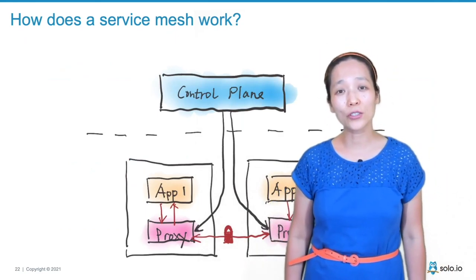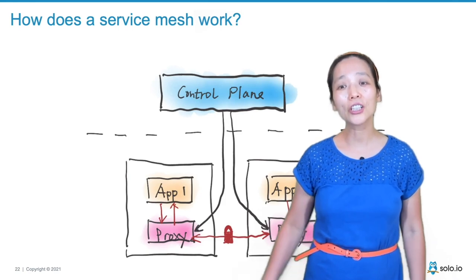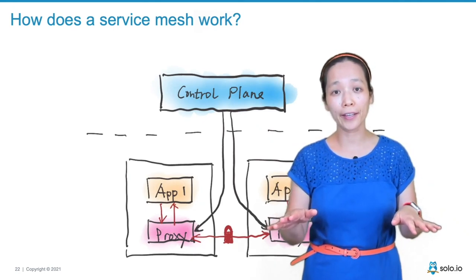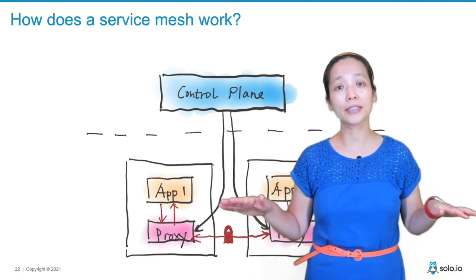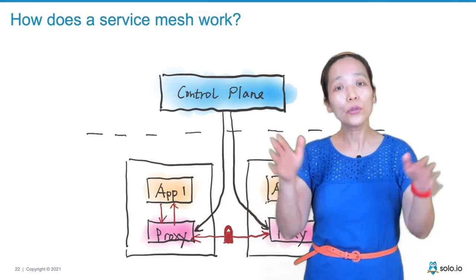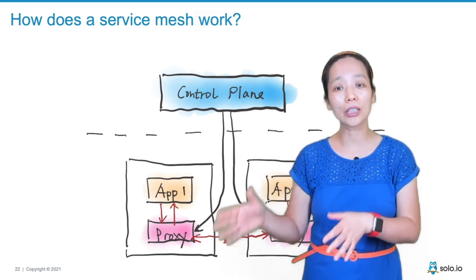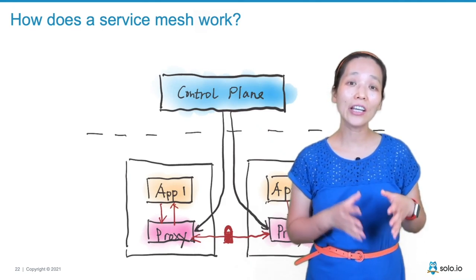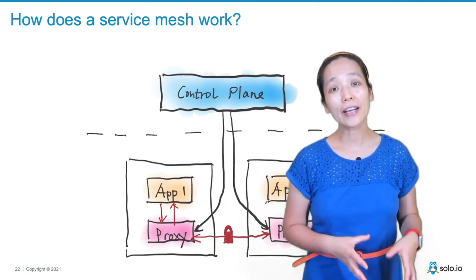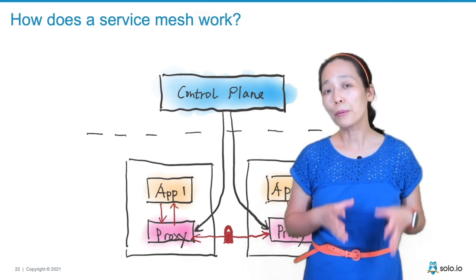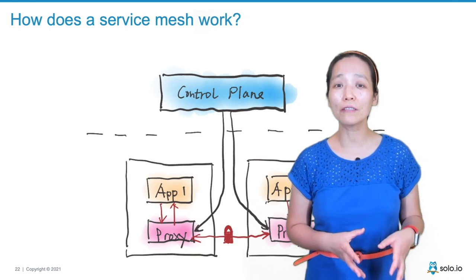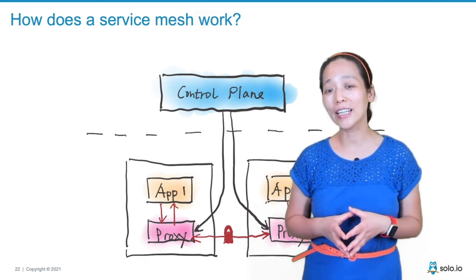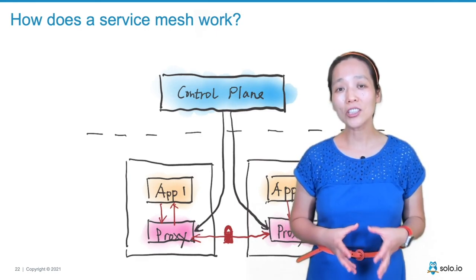How does a service mesh work? A service mesh has a control plane on the top, which you program through the service mesh's abstracted API. The control plane is intelligent enough to translate that into a configuration that the sidecar proxy can understand. The proxy is injected into each of your services that participate as part of the mesh, and the proxy sits next to your application container.